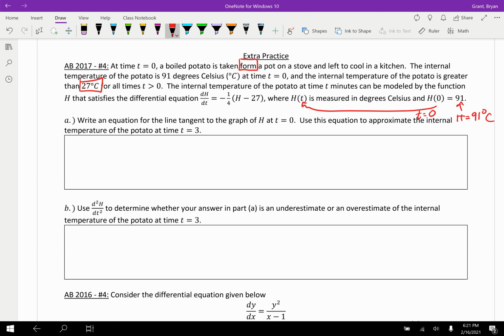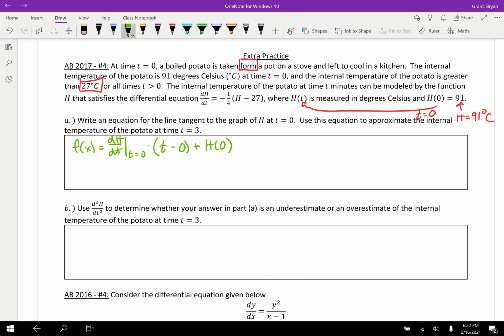All right, write an equation for the line tangent to the graph of h. Use this equation to approximate the internal temperature at time t equals 3. Okay, well, we've got this. So we need a tangent line. We're not going to use t because that's already in here, so we'll just use f for our tangent line. So we'll say f of x equals our slope, which is dh dt evaluated at t equals 0, times t minus 0, plus h of 0.